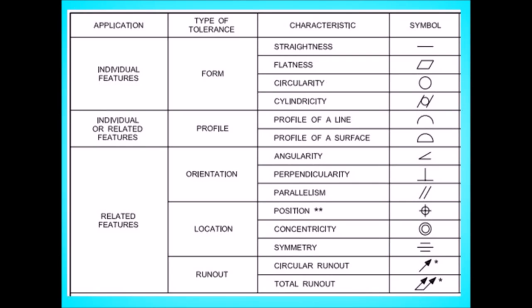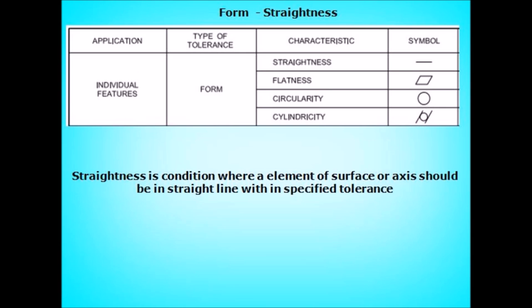So the geometric tolerances applied on the drawing are classified as form control, profile control, orientation control, location control, runout, etc. Let's study form control symbols and begin with straightness. So, what is straightness? Straightness is a condition where an element of a surface or an axis should be in a straight line within the specified tolerance.